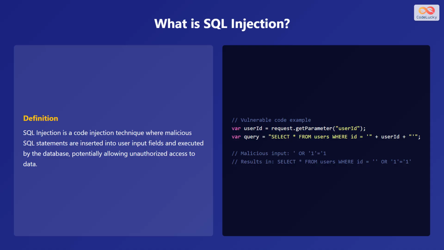Here is an example of vulnerable code. First, a user ID is retrieved from a request parameter. Then, a query is constructed by directly concatenating strings. Now, a malicious user could input a string like ' or '1'='1. This would result in the following SQL query: SELECT * FROM users WHERE ID = '' OR '1'='1', which would return all users from the table.